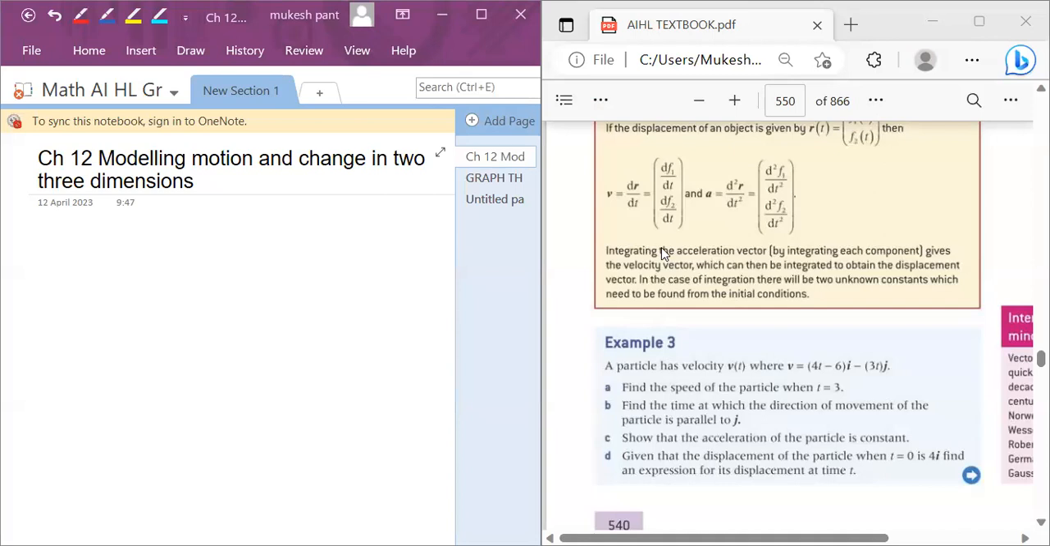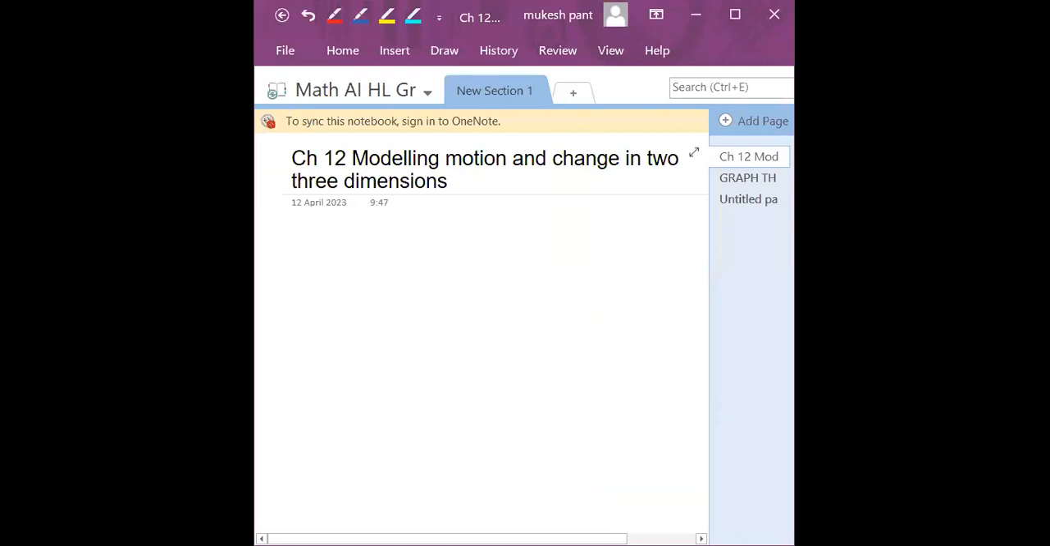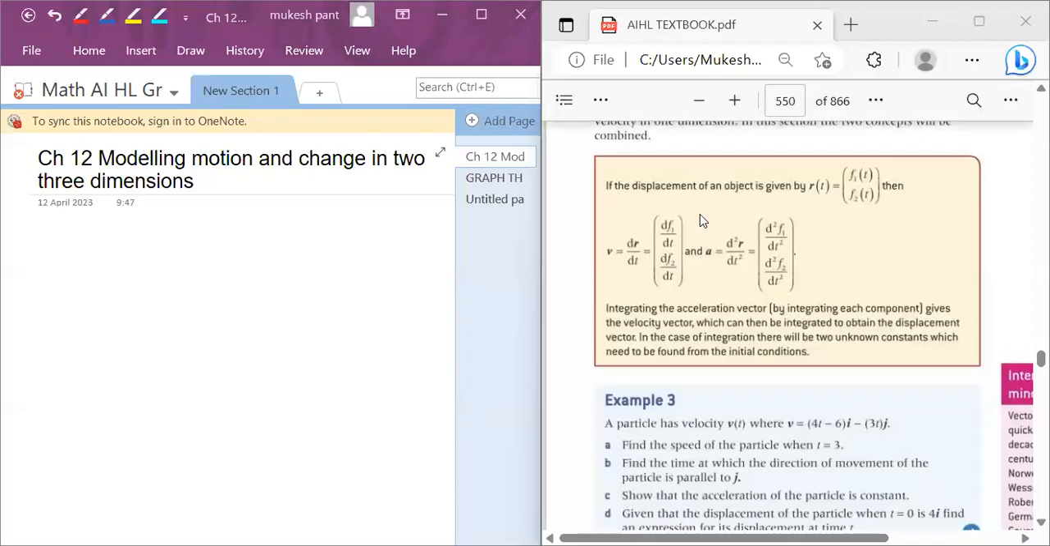So, guys, today we will discuss this exercise 13C. The concept of this exercise is this one. If displacement of an object is given by r(t) = (f1(t), f2(t)), right? The f1(t) is the horizontal component and f2(t) is the vertical component.